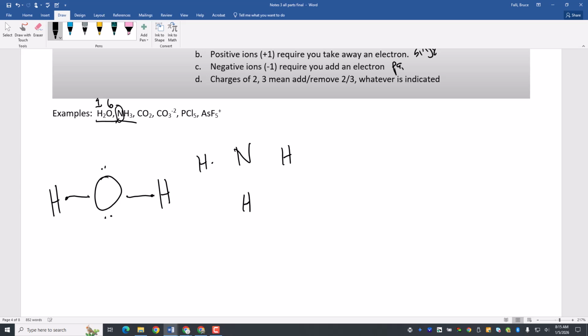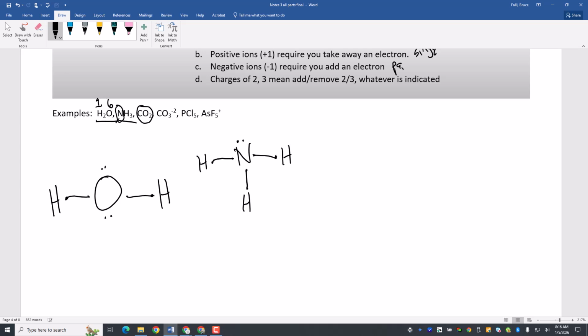Give it the dots. I remember hydrogen has 1. Nitrogen has 5. 1, 2, 3, 4. Now my fifth one I'm going to put up here so it's not aiming at it. Then I'm going to connect the dots. Connect the dots.